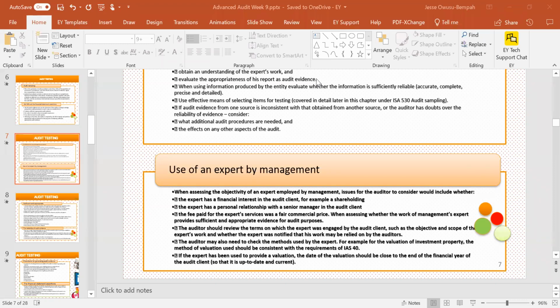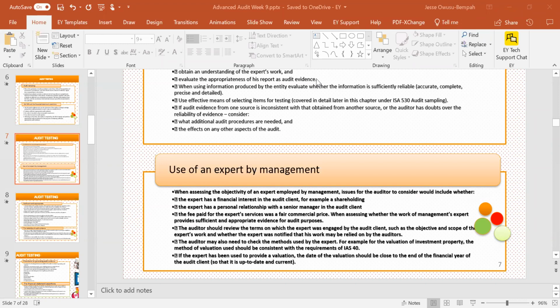Another thing is that if the expert has been asked to provide, let's say, a valuation report, the valuation must be close to the end of the financial year so that it is current and up to date. That's one of the reasons final inventory counts are usually done at the end of the year. So if the expert has been used to provide a valuation, the date of the valuation should be close to the end of the financial year of the audit client, so that it is up to date and current.